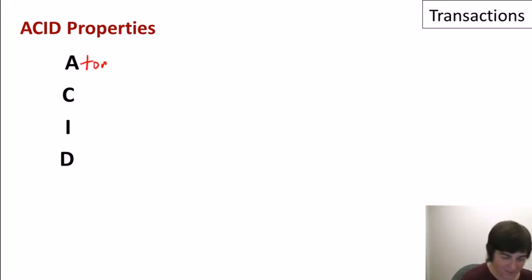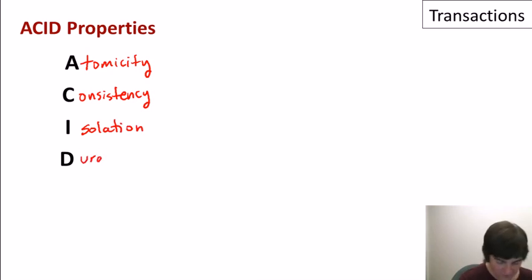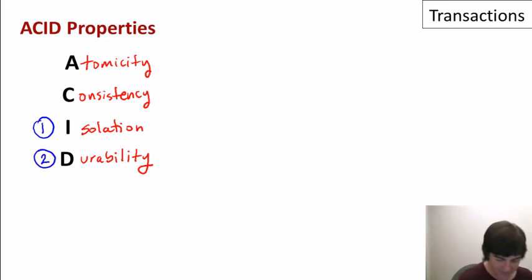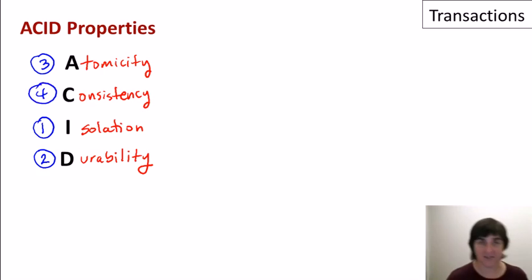A stands for atomicity, C stands for consistency, I stands for isolation, and D stands for durability. And we're going to talk about each of these four properties in turn. We're going to talk about isolation first. We're going to talk about durability second. Then we'll next talk about atomicity, and we'll conclude talking about consistency.